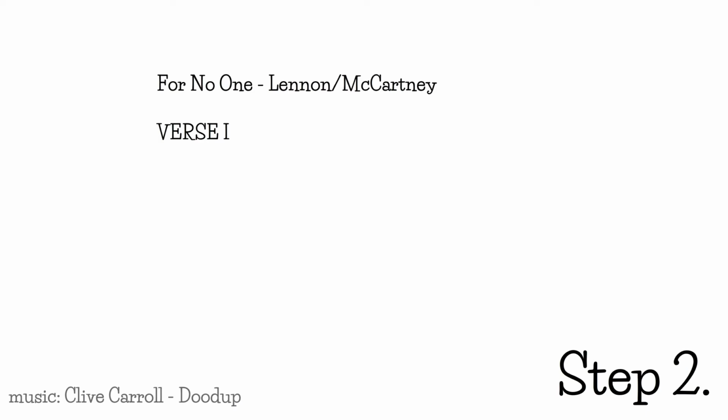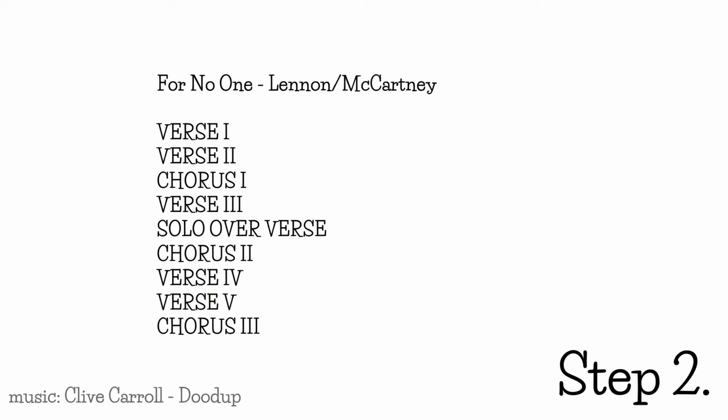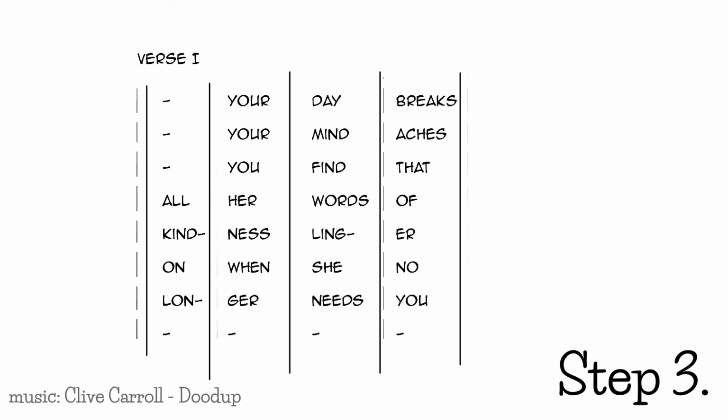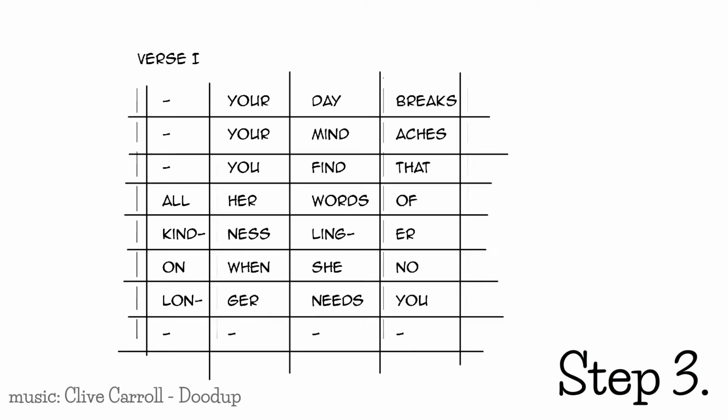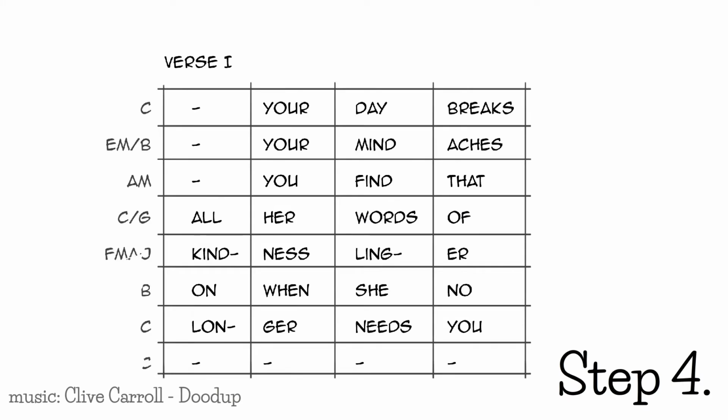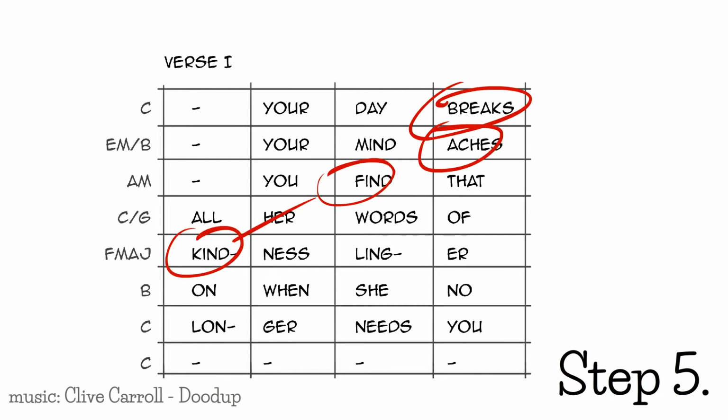Step 2. Create a rough outline of the song's progression. Step 3. Divide each section into blocks corresponding with the way the lyrics are arranged into the score. Step 4. Add the score of the song to each block. Step 5. And while you're at it, mark the places where the lyrics actually rhyme.